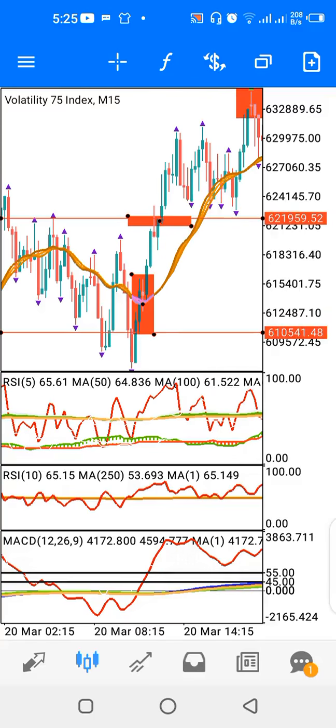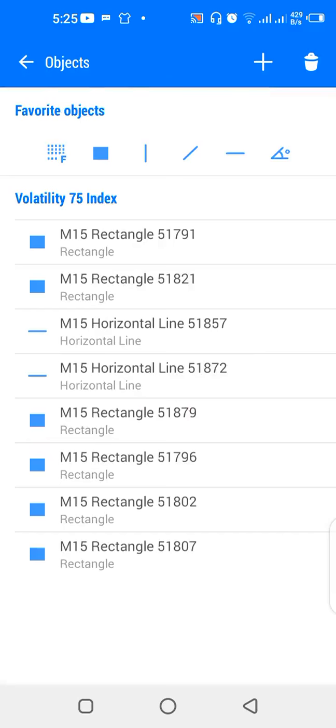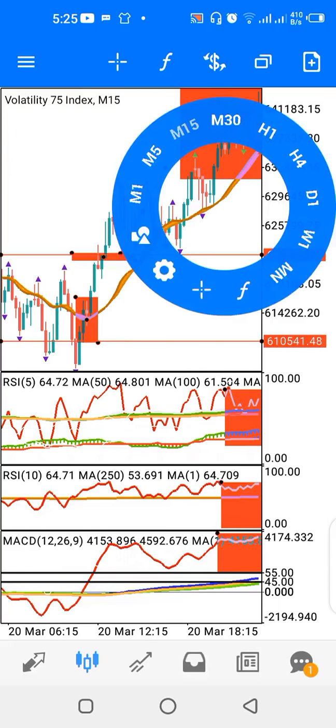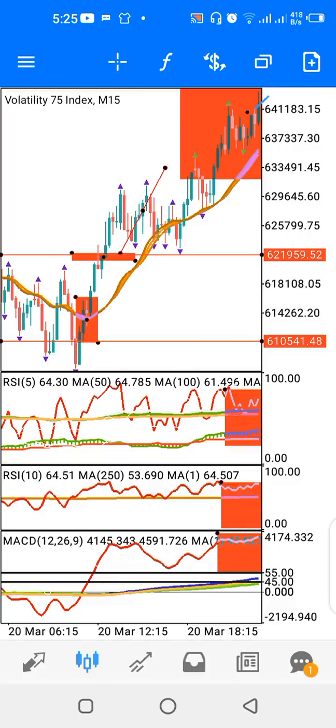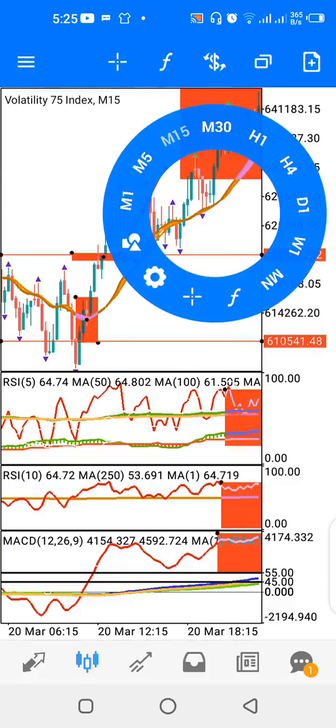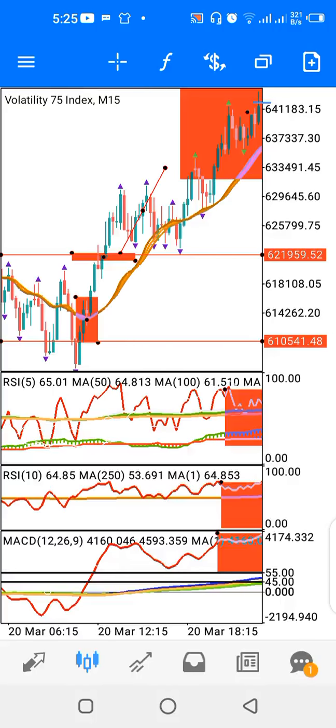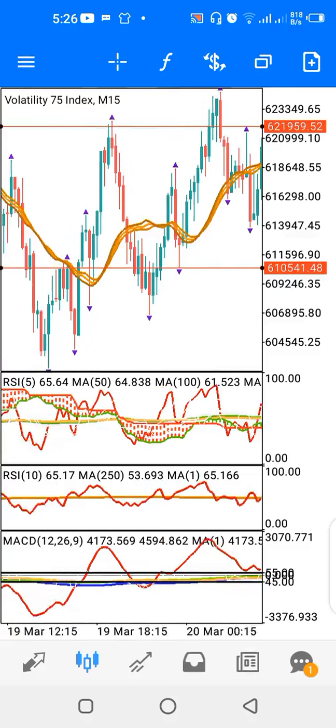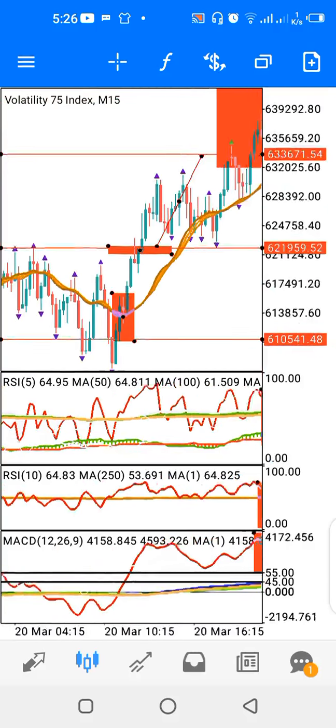Okay, your take profit should be exactly the height, or the peak height. So we'll be looking at take profit somewhere around here. Trying to get a horizontal line. Okay, so your take profit should be around here. So that is that.